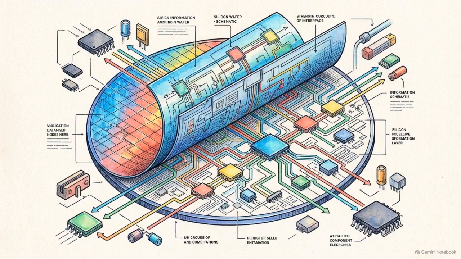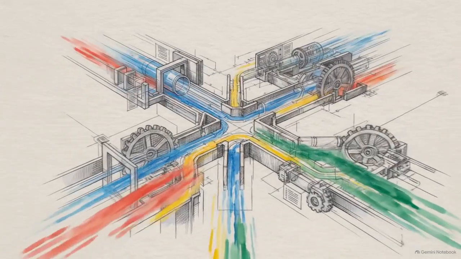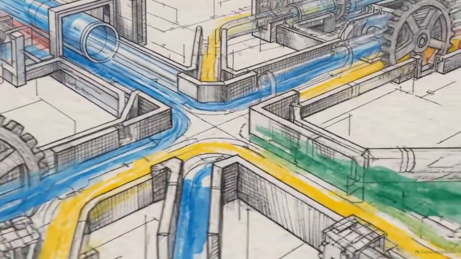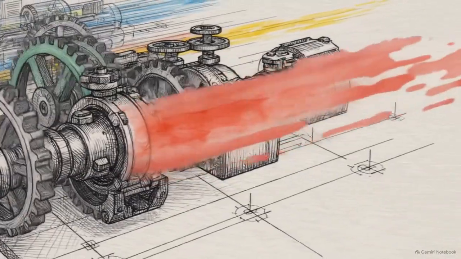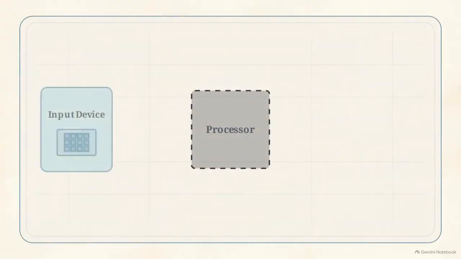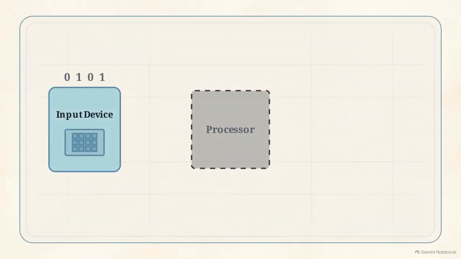To understand the machine, we have to look past the miniaturized silicon and trace the physical flow of data through the computer's block diagram. Following this data flow provides a mechanical explanation for how a computer system actively routes and processes dynamic information. We start with the input device. This hardware converts physical actions into digital signals. These signals do not travel directly to the processor.